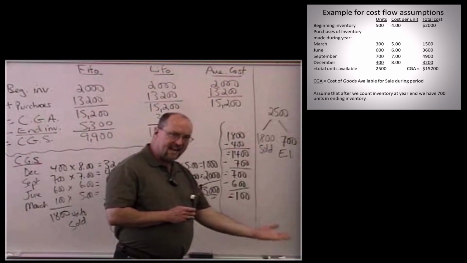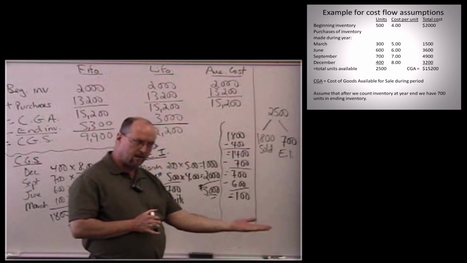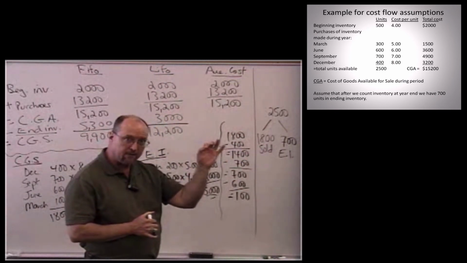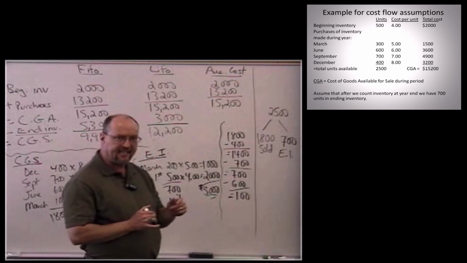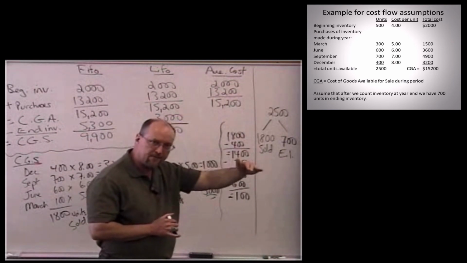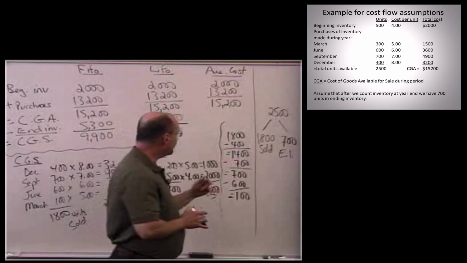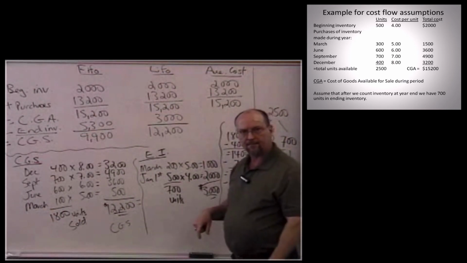Okay? Last in, first out. So I figured cost of goods sold, starting at the bottom, working my way up until I accounted for those 1,800 units. Or to calculate ending inventory, I could have started at the top, beginning inventory, and accounted for the 700 units. Once we have either one of these numbers, we can figure out the other one.